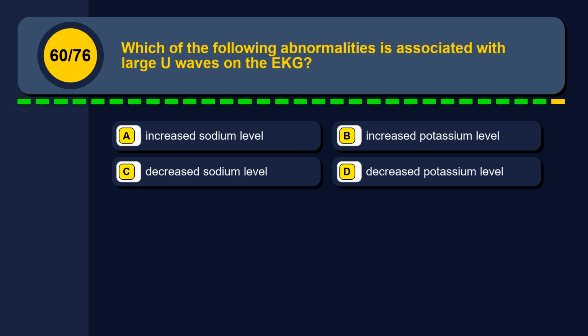Question 60. Which of the following abnormalities is associated with large U waves on the EKG? Option A, increased sodium level. Option B, increased potassium level. Option C, decreased sodium level. Option D, decreased potassium level.